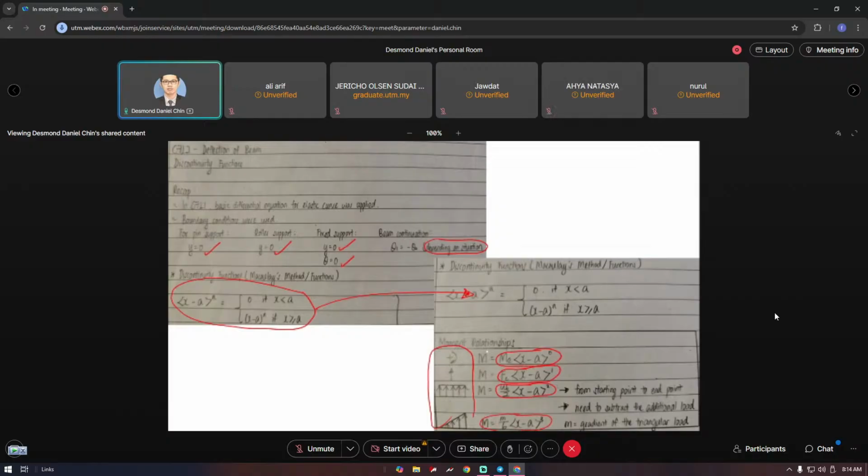M-naught is the moment value, x you let it be, and a is the position of where the load is located. We will try to do some exercises from our slideshow so that you can further understand how it works.